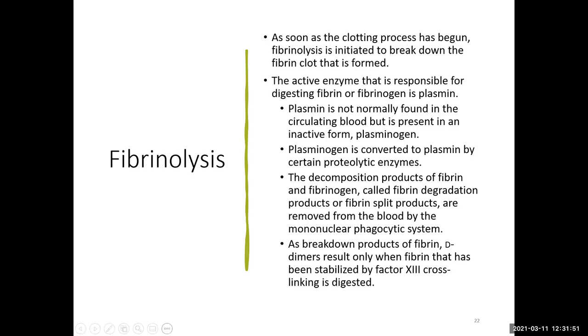So it will break down the fibrin and fibrinogen into products, which are called the fibrin degradation products or the split products. Those are removed from the blood by the mononuclear phagocytic system. And then as those products break down from the fibrin, D-dimer results when those products have been stabilized by those additional factors.